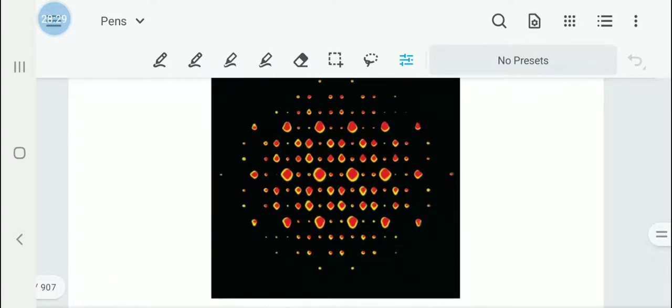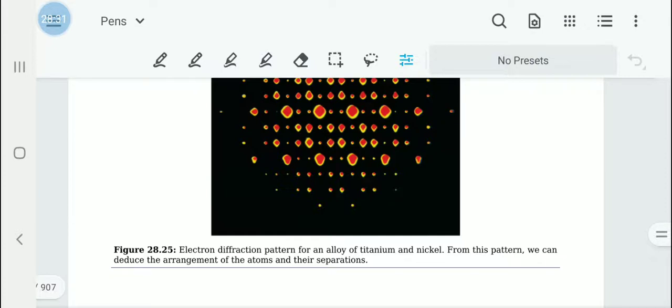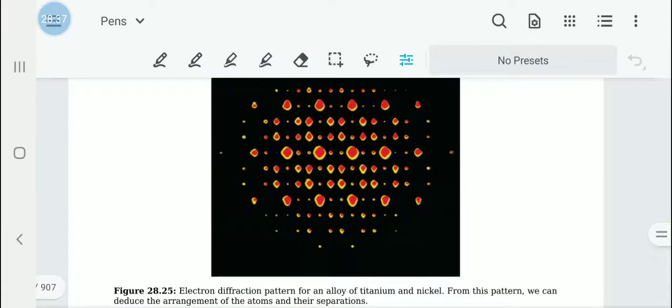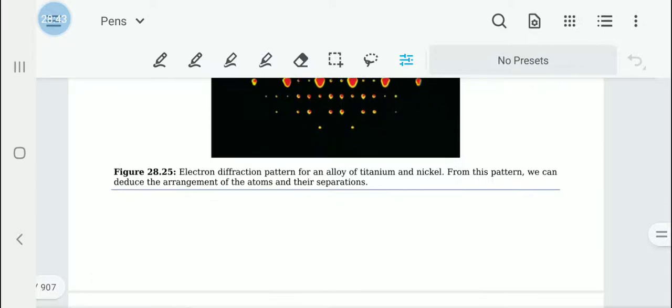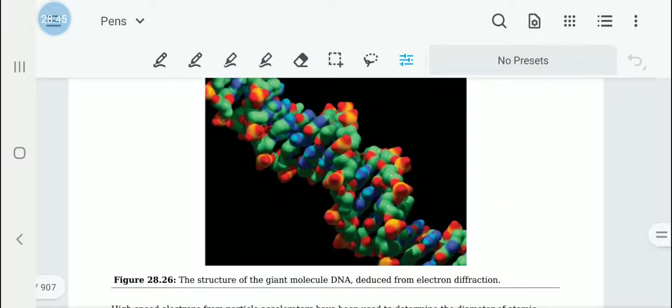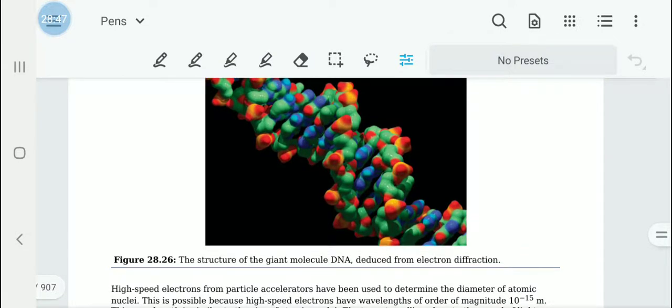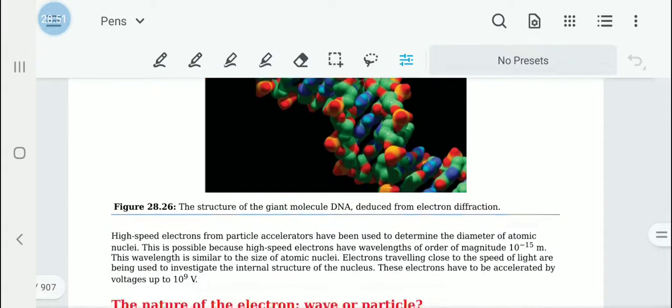Now in this particular situation, an alloy of titanium and nickel is present. Then using this separation, we can figure out how the titanium and nickel are arranged in a particular order. Then the DNA molecule structure is also observed by using the electron diffraction method.